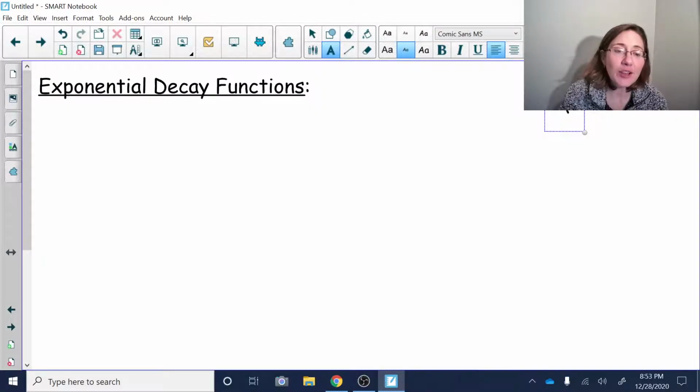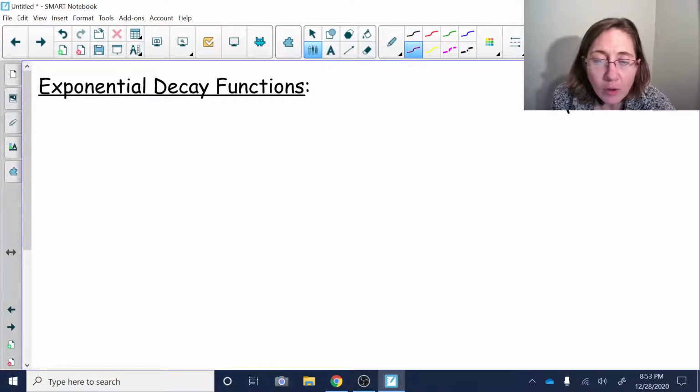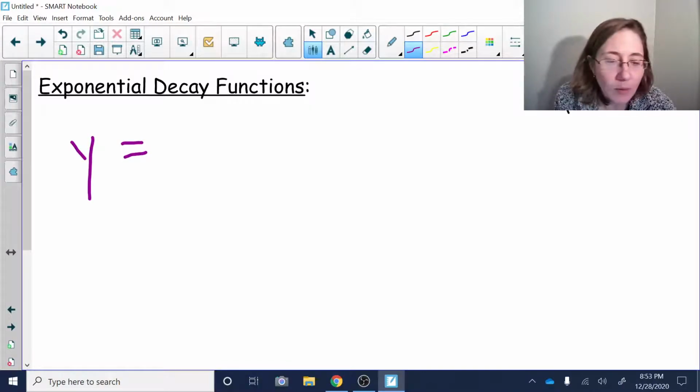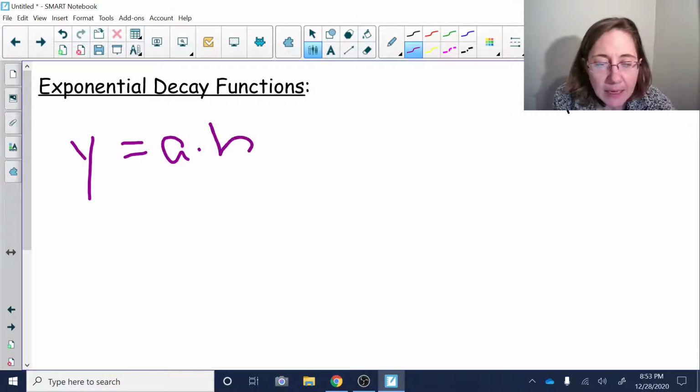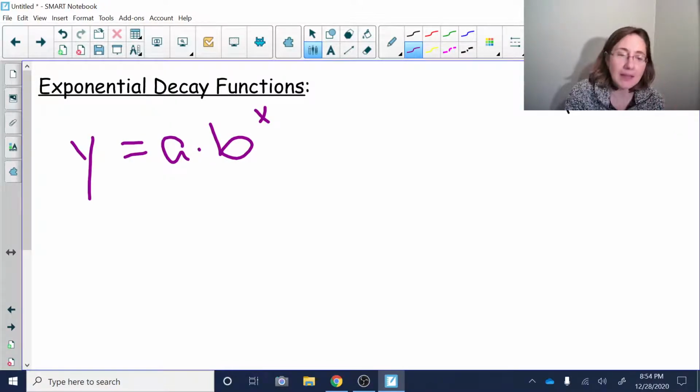Hello. Today we're going to look at exponential decay functions. Where exponential growth functions went up over time, decay functions go down over time, but you'll see lots of similarities in them. So to begin with, they're going to look exactly the same when I write this form, y equals a times b to the x. Notice the x variable is still in the exponent, hence the name exponential. We still have b for the base and a for the initial amount.